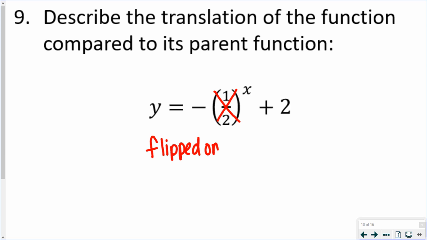So flipped on the x-axis. There's nothing here to shift right or left, but there is a k value, so it shifts up 2. So again, whatever number is attached to the x exponent does not do anything to the graph. It just tells you if it's exponential growth or decay. It's just if there's anything multiplied in front of that base number, which this one had a negative, so it flipped it on the x-axis, and then it did have a k value, which shifts it up 2.